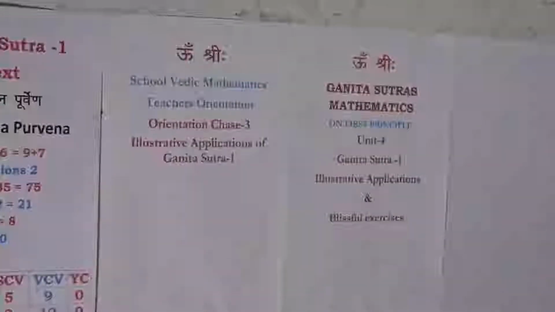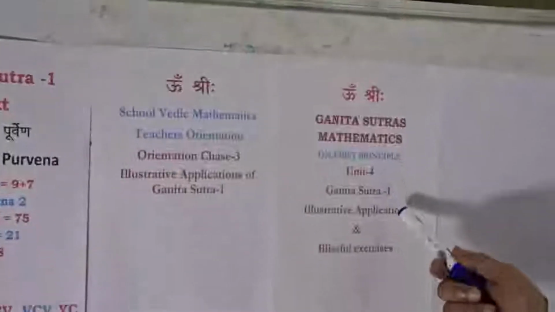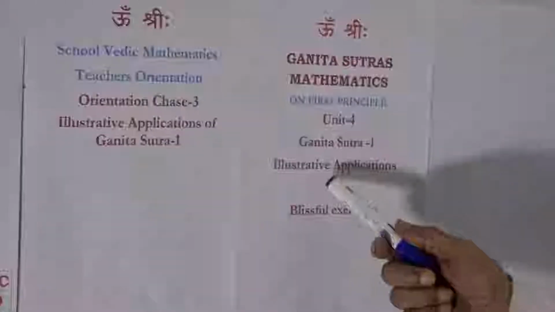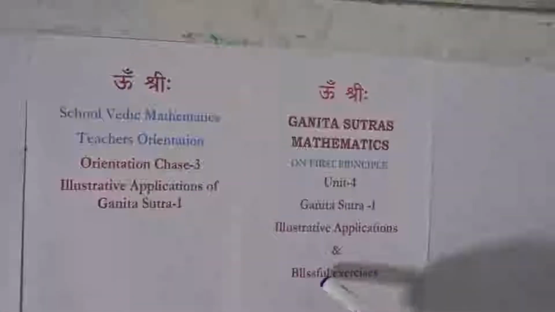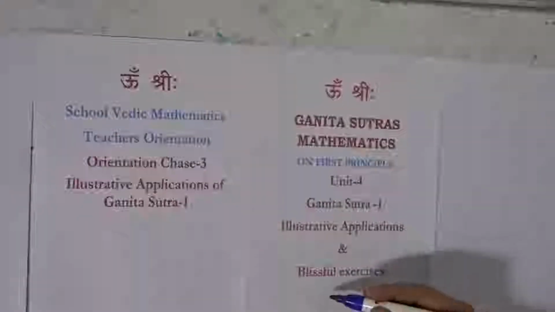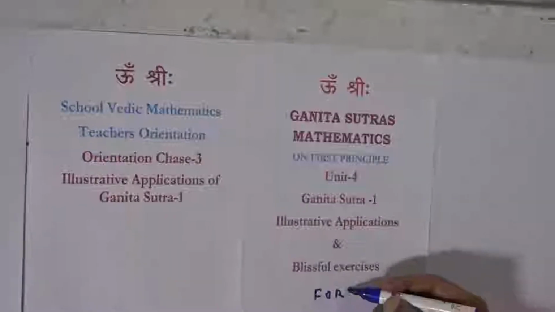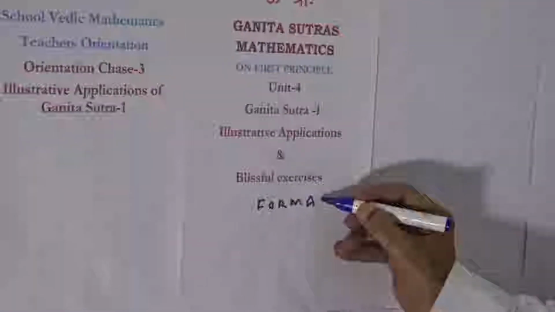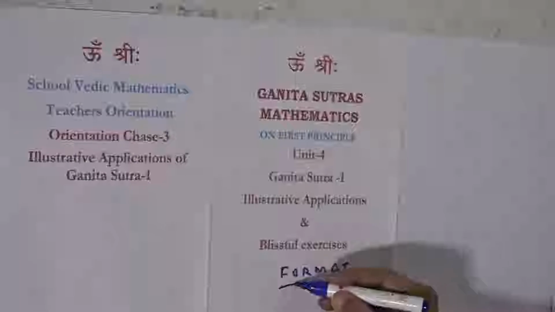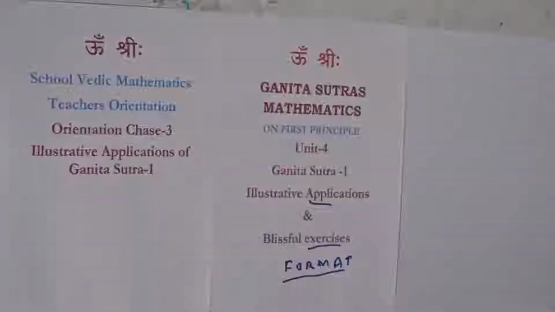Today we are entering a new phase, Unit 4, which is to focus upon the illustrative applications and blissful exercises formats. Means what are the formats along which we have to have a chase of our exercises of applied values.